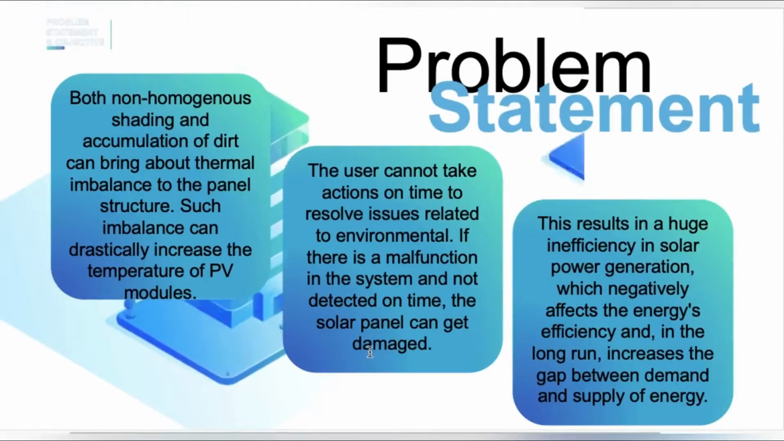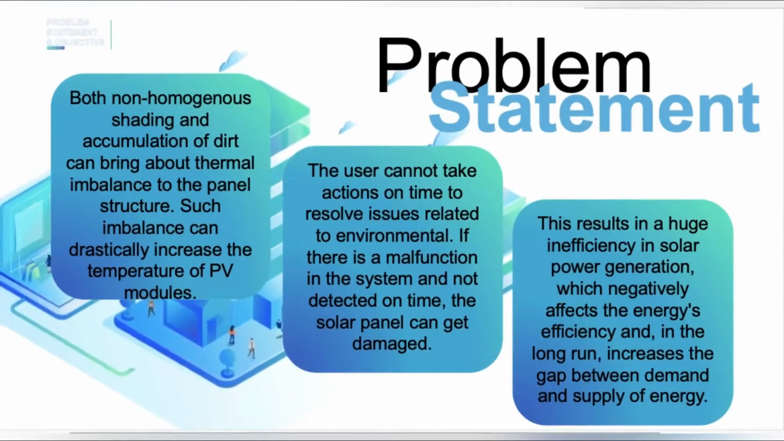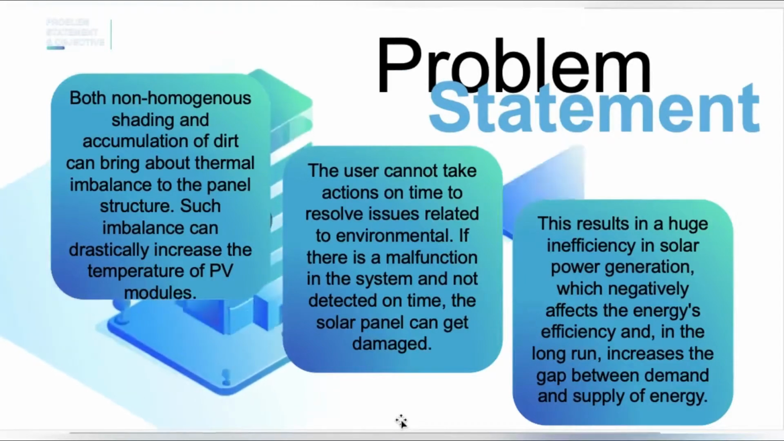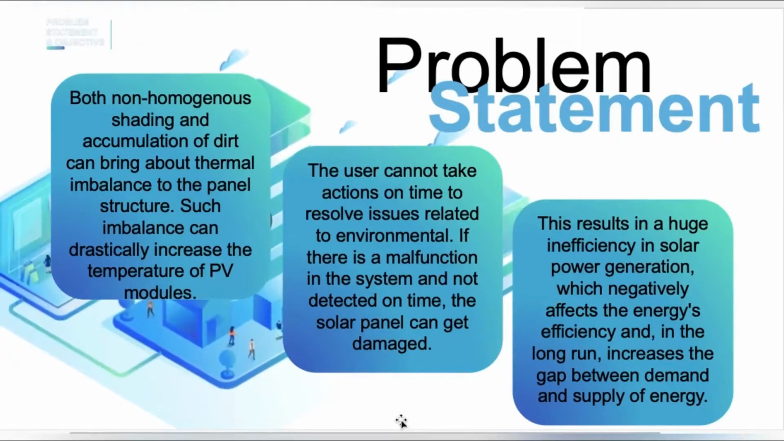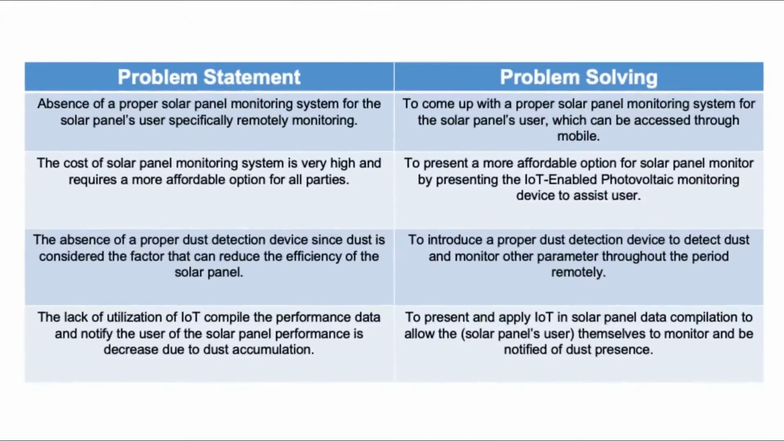So, both non-homogeneous shading and accumulation can bring about thermal imbalance to the panel structures, which will cause the panel to get damaged and result in a huge drop in efficiency in solar power generation. As stated in the problem statement, I have come up with a proper solar panel monitoring system for the solar panel user, which can be accessed through mobile, and to present a more affordable option for solar panel monitoring by presenting the IoT-enabled photovoltaic monitoring device to assist the user.